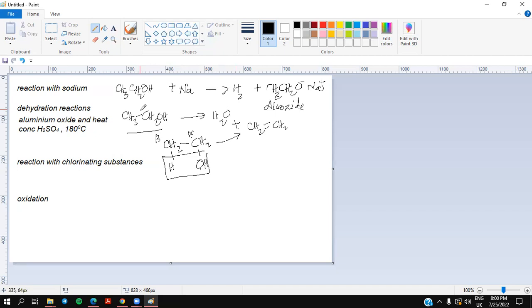However, remember, if I give an alcohol like this, CH3CHOHCH2CH3. If this molecule undergoes dehydration, can you tell me how many products will be formed? You can give me the answer. How many products will be formed when this alcohol undergoes dehydration?